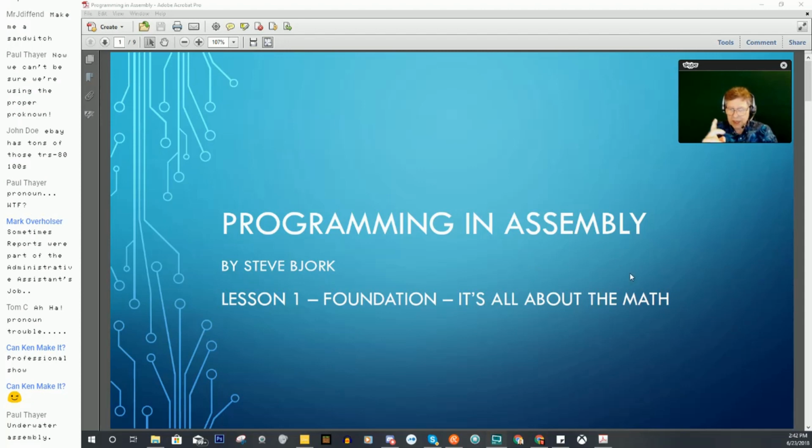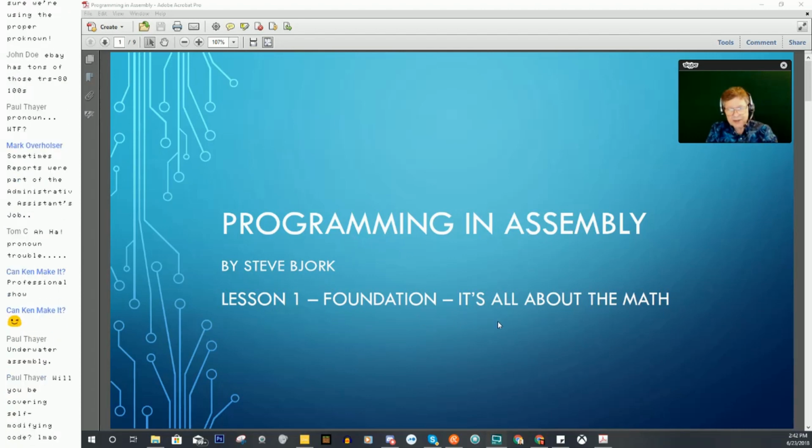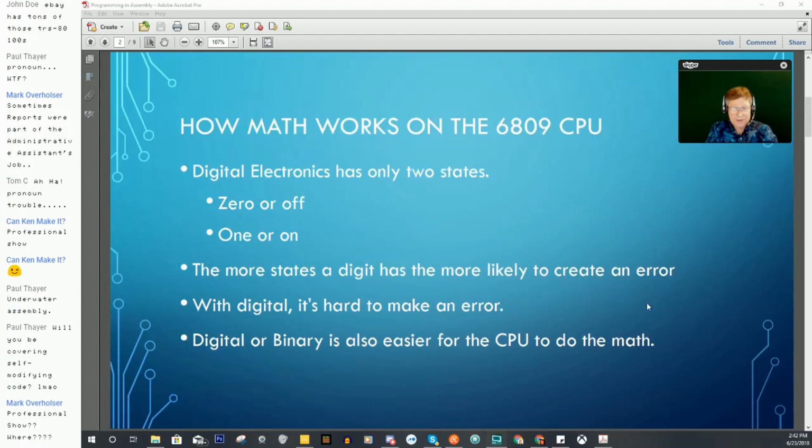So why don't we go? By the way, this first one is a foundation, and it's all about the math. I'm going to explain to you in this lesson how math works on a microprocessor. So go ahead and go to the next slide.